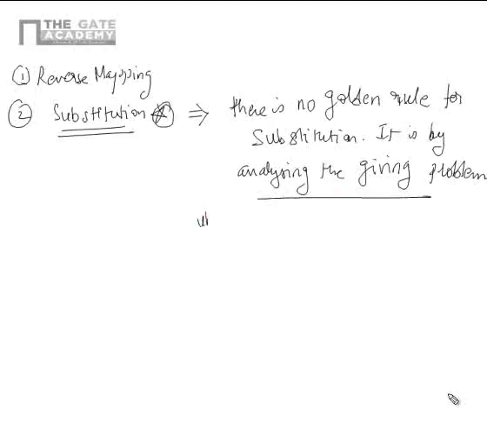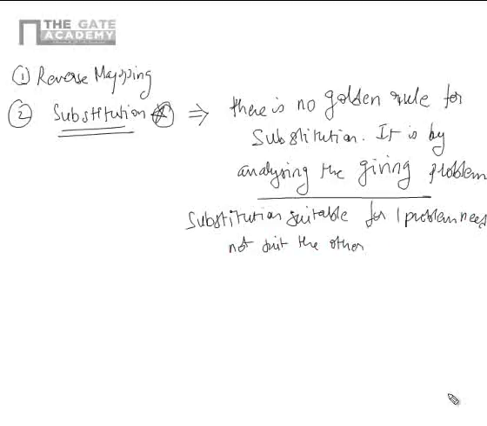Substitution suitable for one problem need not suit the other problem. Please remember this. This is very important because there is no golden rule. It comes only by practice. There is no secret ingredient. Okay? Fine. Let us take an example.